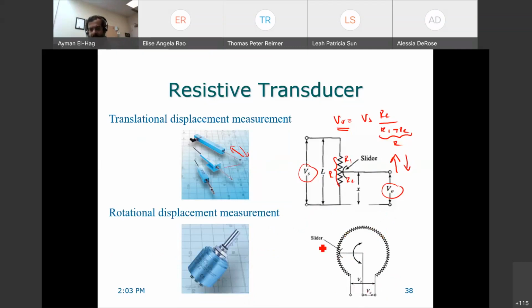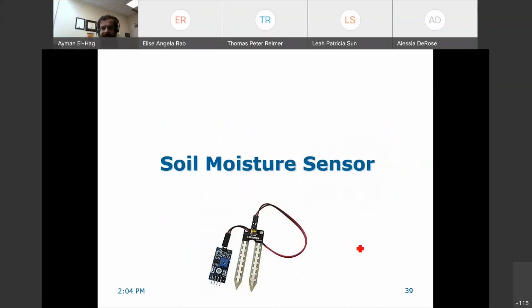We have Vs, which is this, we have the slider, and we have V out. So if we go in this direction, the slider going this way, you are reducing the R, so you get less voltage. If you go in this direction, you are increasing R, which is from here to the point of the slider, then you are increasing the voltage. So you can apply this to two different types of forces. It depends on your application.